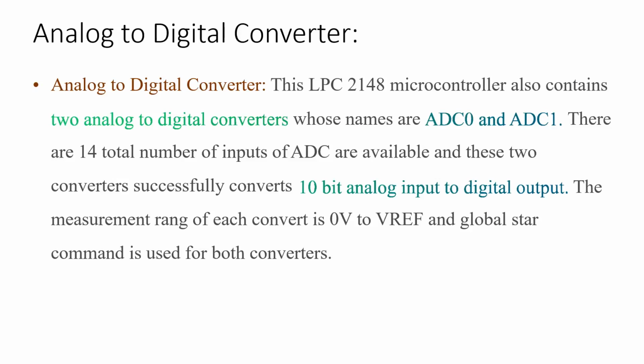The next one is the analog to digital converter. We have two, ADC0 and ADC1, corresponding to the port. A 10-bit analog input to digital output conversion can be done. The range is from 0 volt to V reference.